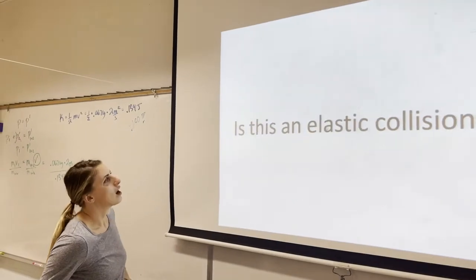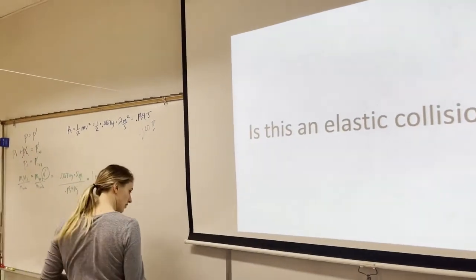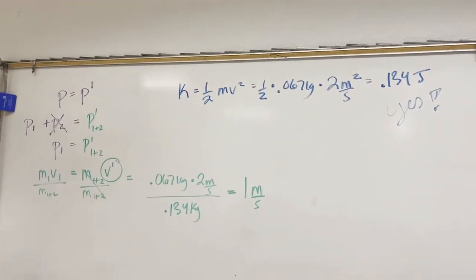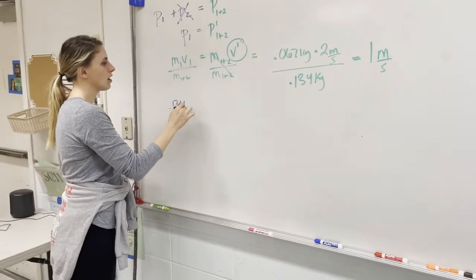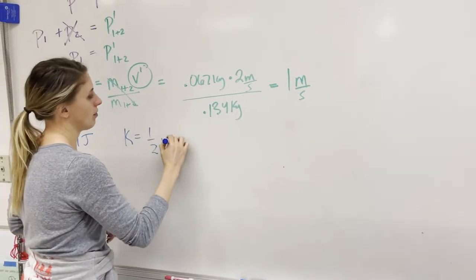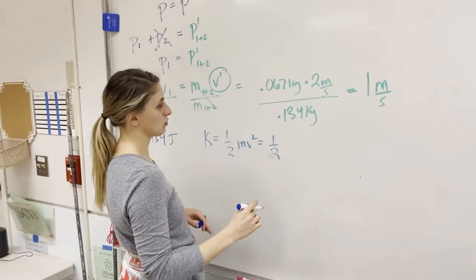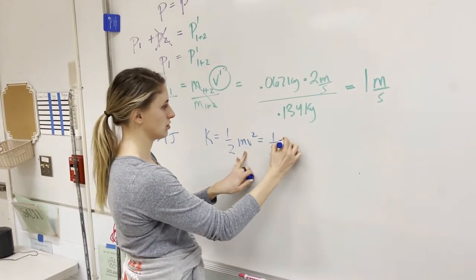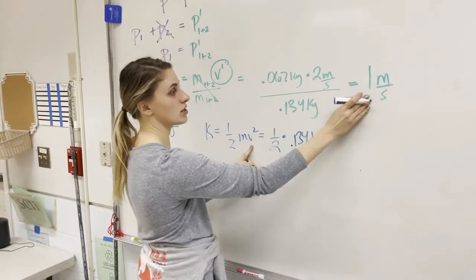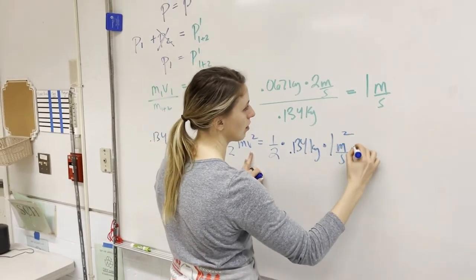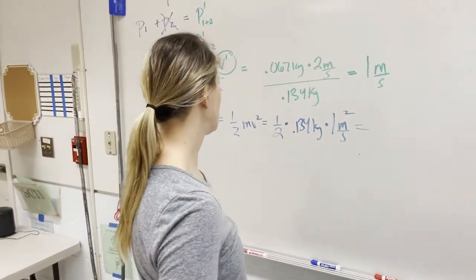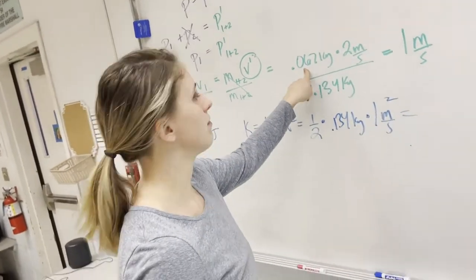Is this an elastic collision? Well, we got the kinetic energy before already. The kinetic energy before was 0.134 joules. Now let's talk about after. K equals 1/2 mv squared. So we're going to use that combined mass, which is 0.134 kilograms, times our velocity, which is 1 meter per second. You can square that one very easily, that'll be one, right? So we're just going to do half of 0.134, which should just be 0.067, right?